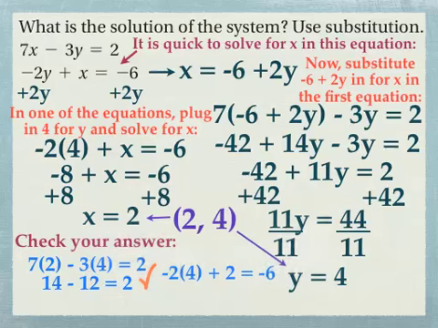You have negative 2 times 4 plus 2 equals negative 6. Negative 2 times 4 is negative 8. Negative 8 plus 2 is negative 6. So again, this does work because I have checked the ordered pair 2, 4 in both of the equations, 7x minus 3y equals 2 and negative 2y plus x equals negative 6. Because it worked for both of those equations, I can say that 2, 4 is the solution to the system.